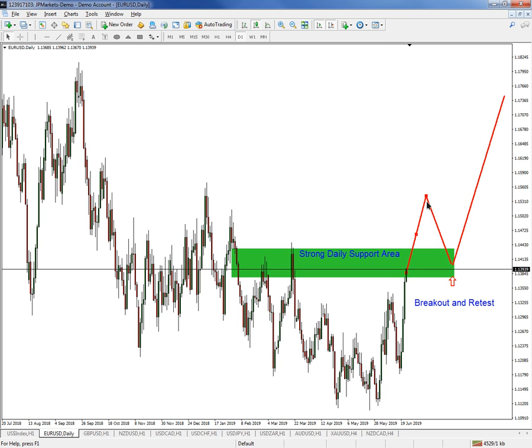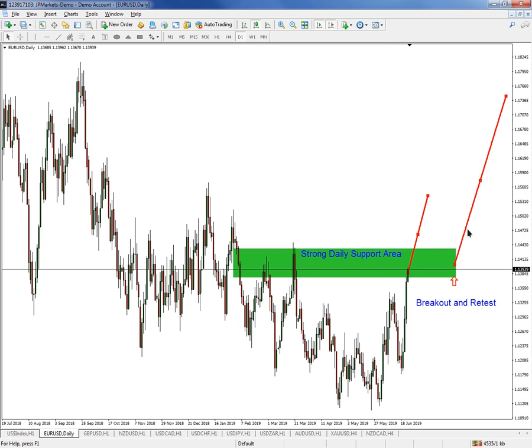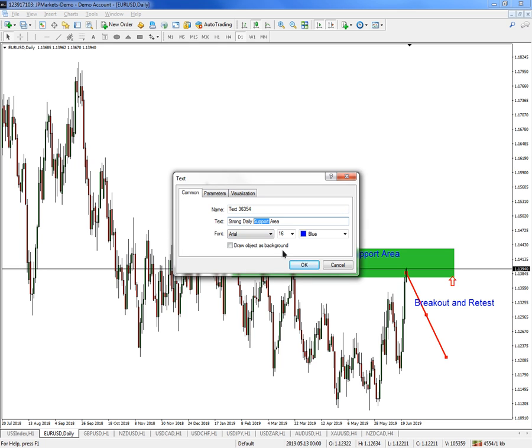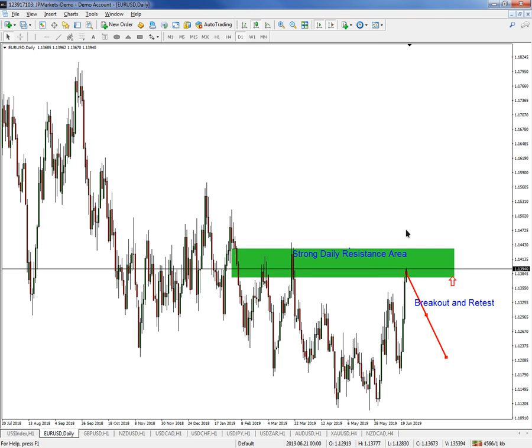The other potential trading plan from here, if the dollar does decide to strengthen, is to trade it further down from this level of resistance. It's actually a strong resistance area, not a support area. So I can actually change that. It's a strong resistance area. Alright? So at this strong daily resistance area, we could potentially see the market fall further bearish.